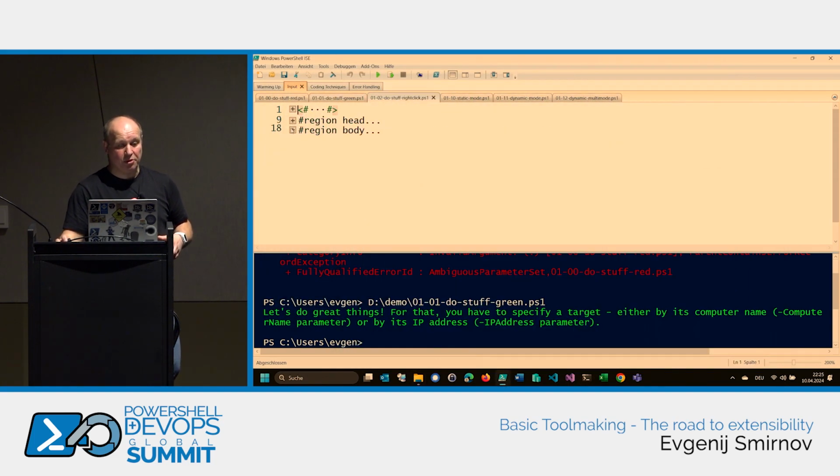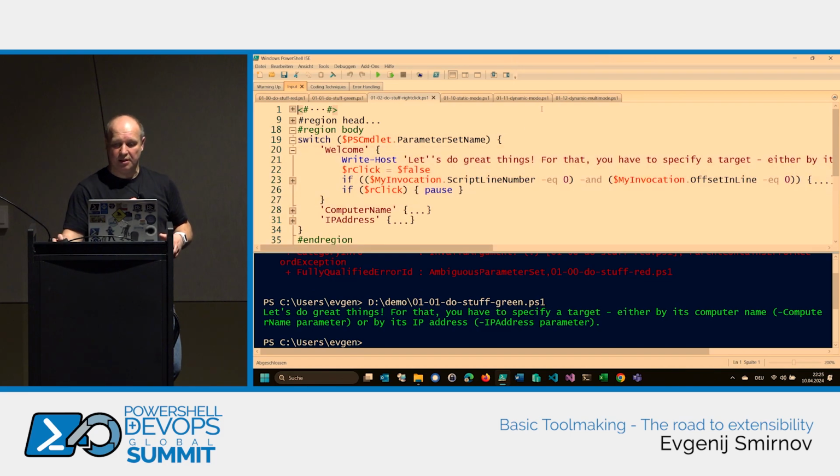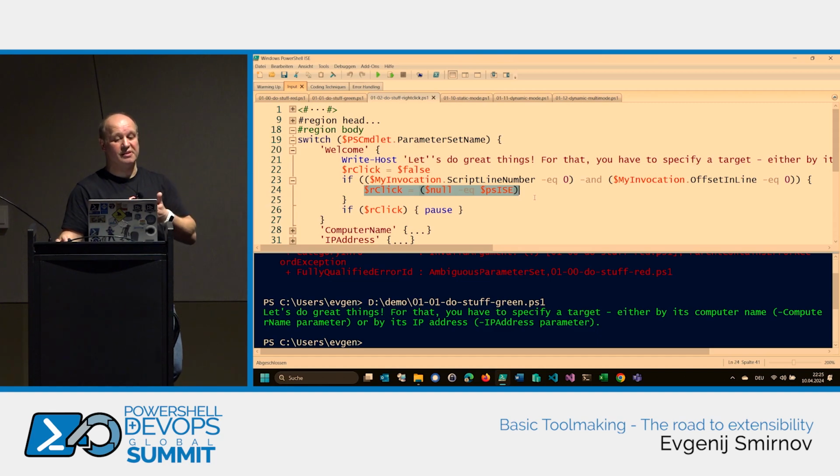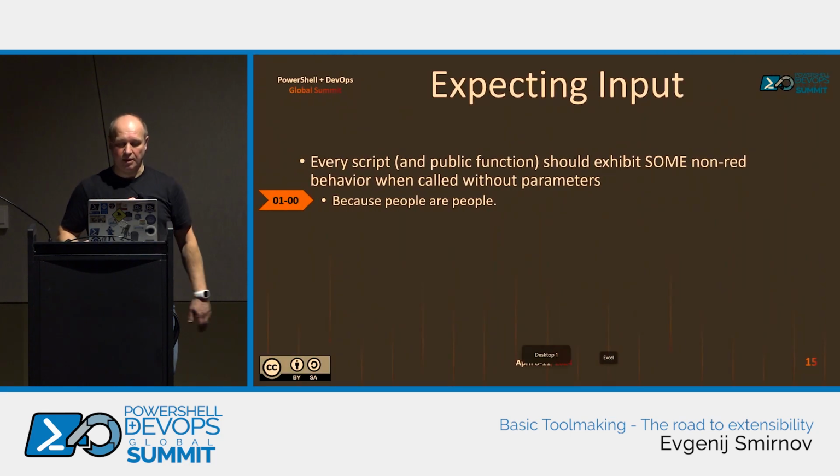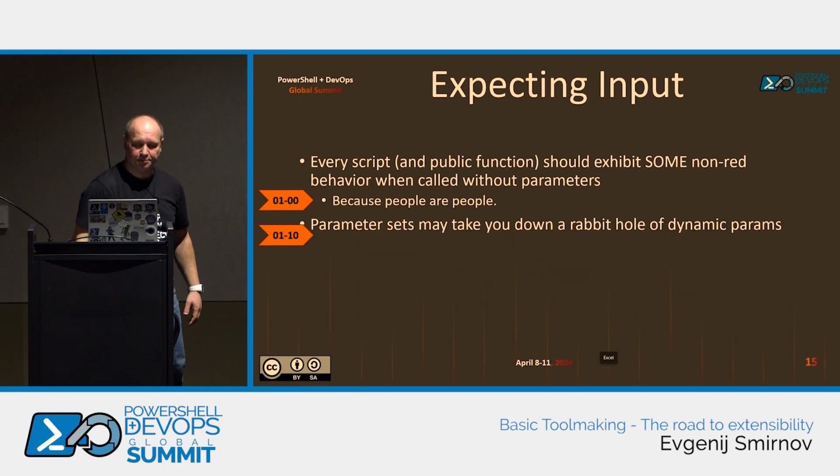There are different approaches to how to do that. My go-to is I look at script line number and offset line. Those are usually not 0 if it's run from a shell, and they are 0 if it's run from the right click. But the additional check that you have to do, at least on Windows, is whether it's in the ISE, because the ISE will also provide these numbers. So 3 lines of code, and you have caught this usage scenario as well.